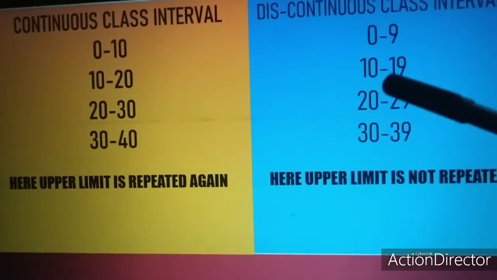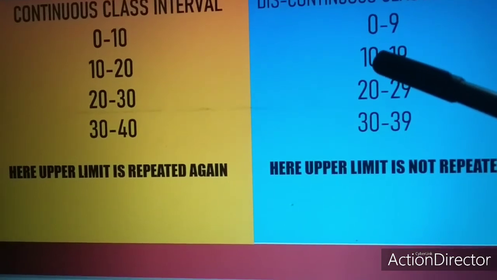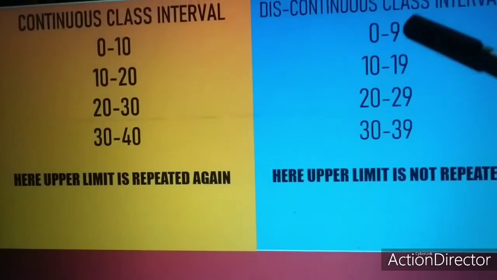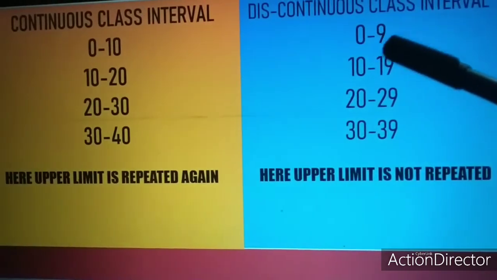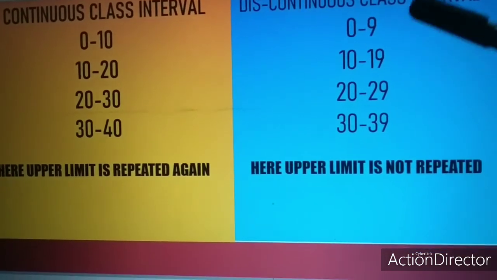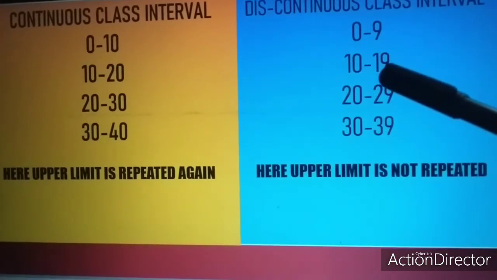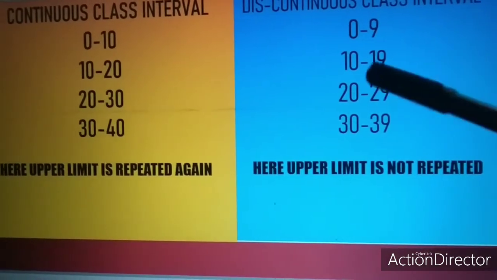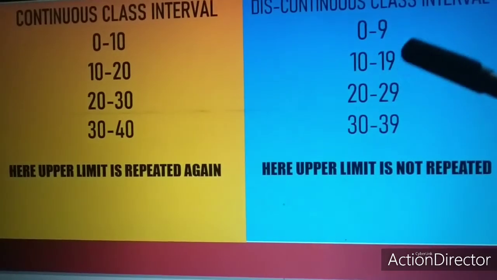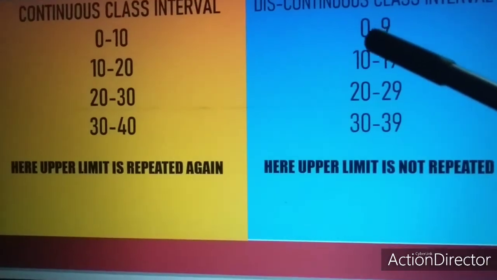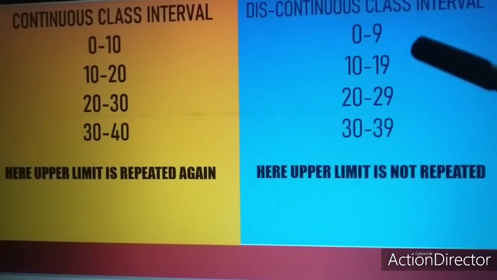This is called discontinuous because after 9 you get 10; the same number is not repeated again. Whatever numbers you get between 0 to 9 are entered in the first group, and the numbers between 10 to 19 are entered in the second group. The tally marks are made the same way as in earlier classes, only the numbers between 0 to 9 are entered here.